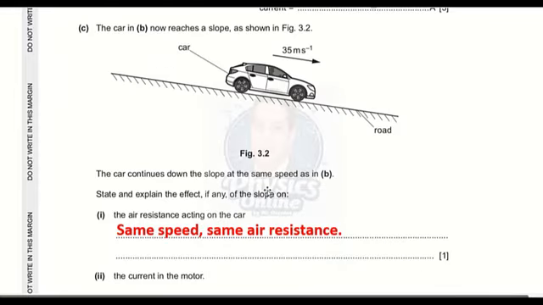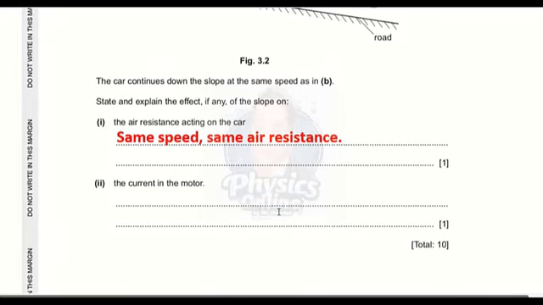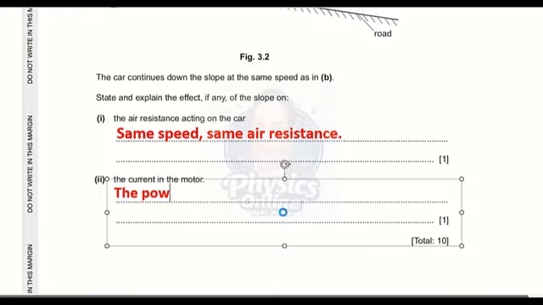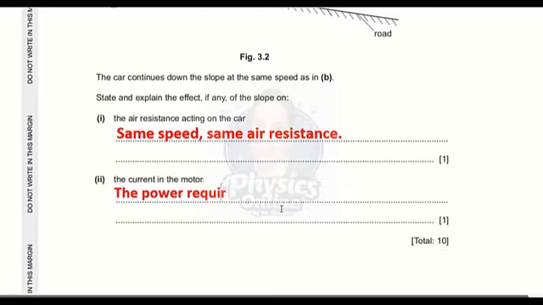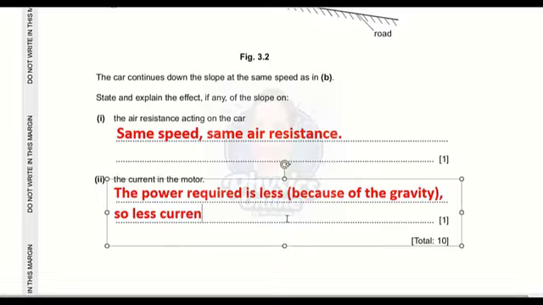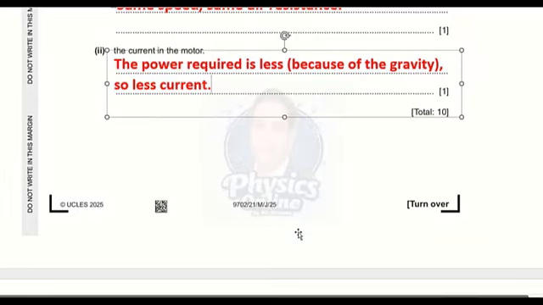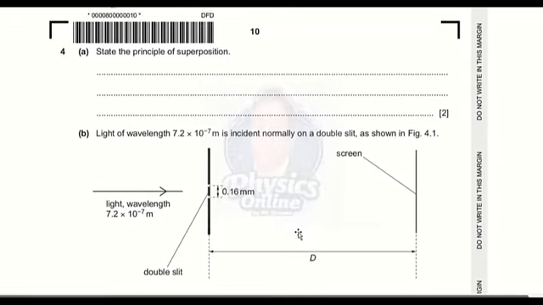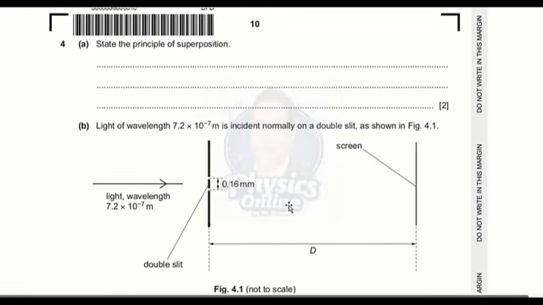So less power, the power required is less because, of course, of gravity. So we need less current. This is the end of this question. We'll move to question 4.